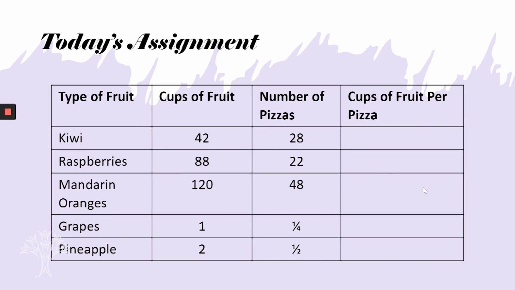With 1 cup of grapes, you can make 1/4 of a pizza. How many cups of fruit per pizza is that? And with 2 cups of pineapple, you can make 1/2 of a pizza. How many cups of fruit per pizza is that? I'll give you a little time to get this copied down.